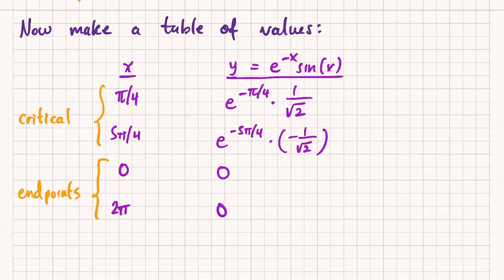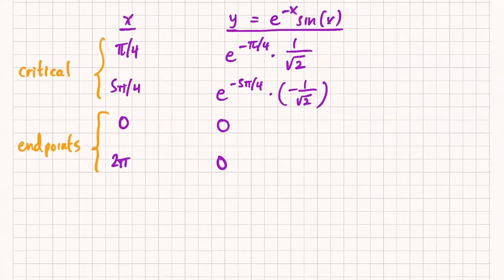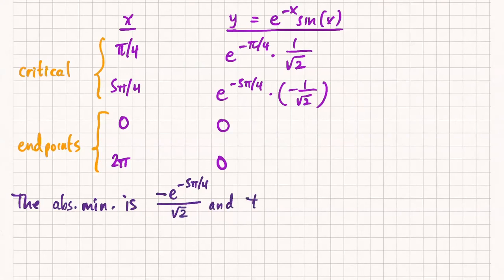Because sine of x is 0 at 0 and 2 pi, I get 0 for both of those. Now you don't need a calculator to figure out which is the least and which is the greatest, because I have 0 and 0, and then a positive number and a negative number. Very clearly the negative number is the min, and the positive number is the max. So the absolute min is negative e to the negative 5 pi over 4 all over root 2. And the absolute max is e to the negative pi over 4 over root 2. Nice.